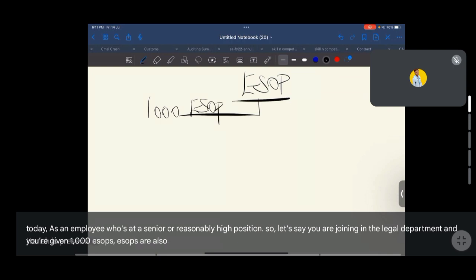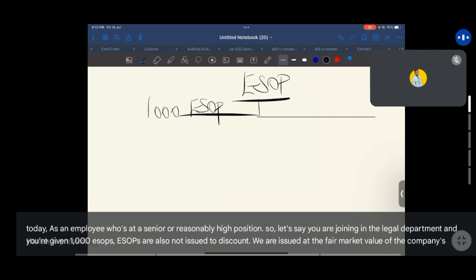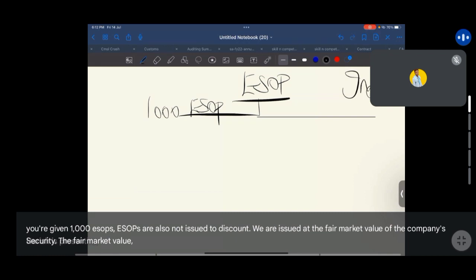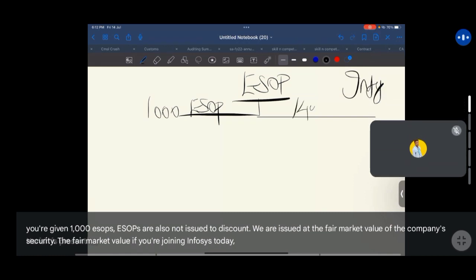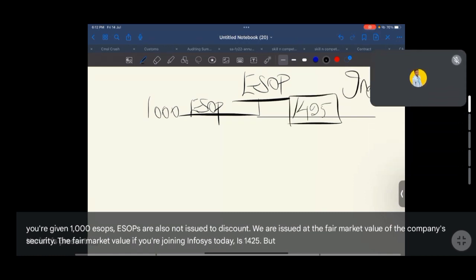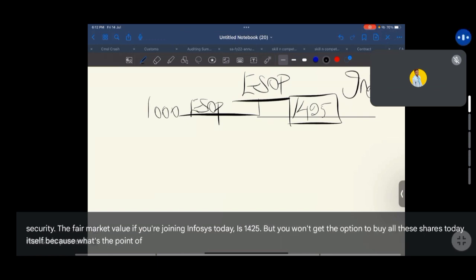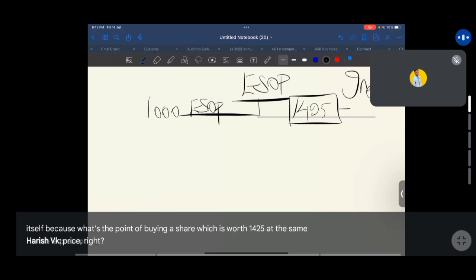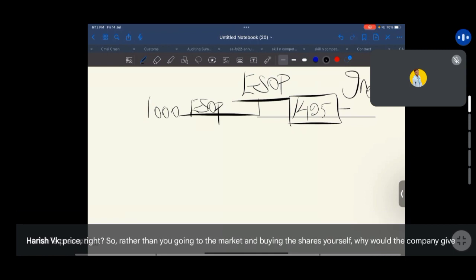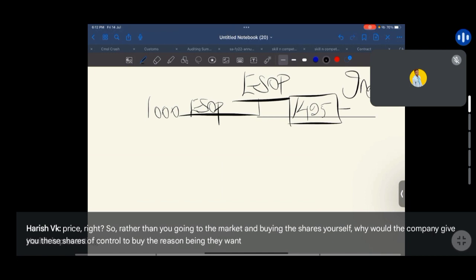ESOPs are also not issued at a discount. They are issued at the fair market value of the company's securities. The fair market value, if you're joining Infosys today, is 1425. But you won't get the option to buy all these shares today itself, because what's the point of buying a share which is worth 1425 at the same price, right? So rather than you going to the market and buying these shares yourself, why would the company give you these shares at 1425? The reason being, they want you to work harder for this company. They want you to stay longer in this organization.